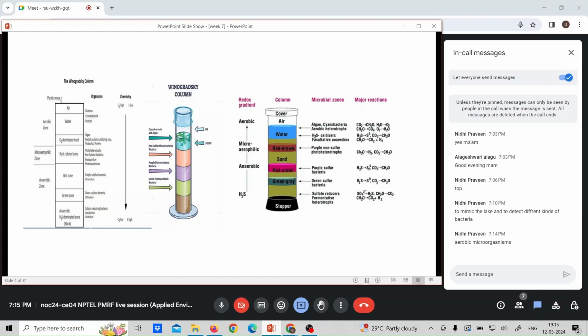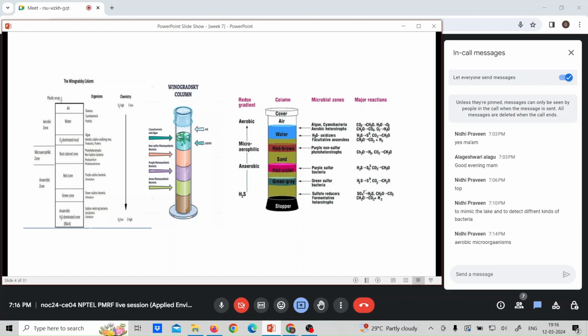If microaerophilic can be completely accepted as an aerobic organism, then why do we have a different classification of microaerophiles? There is some significance, right? Okay, let me tell you.